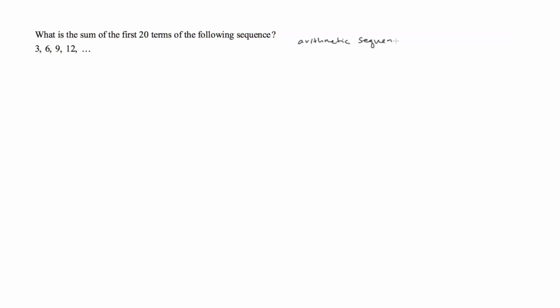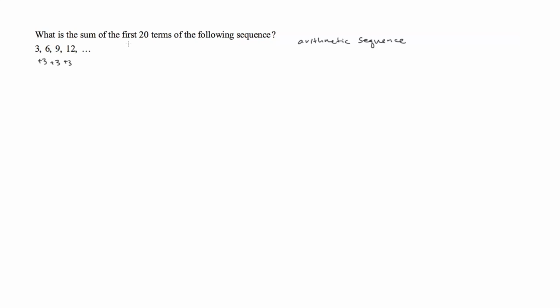An arithmetic sequence is just a group of numbers, or a sequence, where every consecutive term has a constant difference. So in this case, we start with the number 3. The next term, if we add 3 to it, we get 6. Again, if we add 3, we get 9. If we add 3, we get 12. So the next term would be 15, after that 18, 21, and etc.